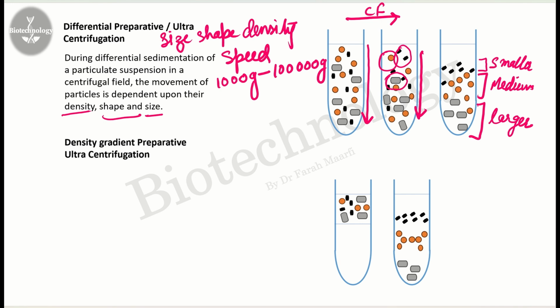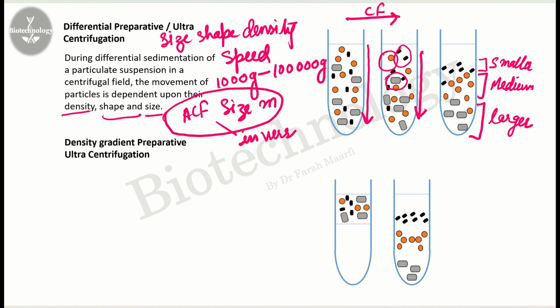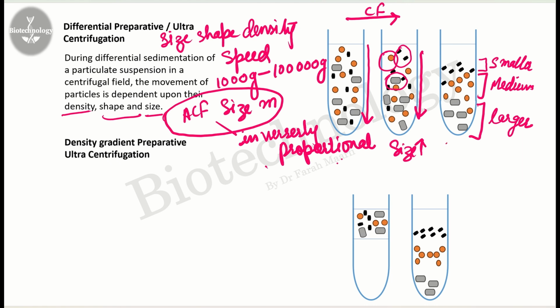The applied centrifugal field and the size, or you can say mass, of the particles are inversely proportional to each other. Means the larger the size, the lesser the centrifugal force needed, and the greater would be the sedimentation rate in comparison to the smaller ones. Smaller particles require greater centrifugal force in order to settle down at the bottom of the tube.